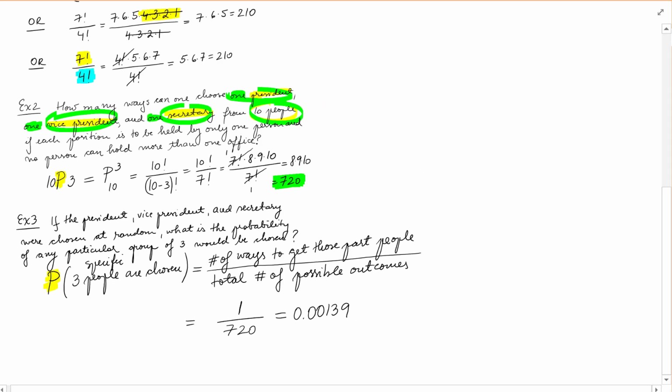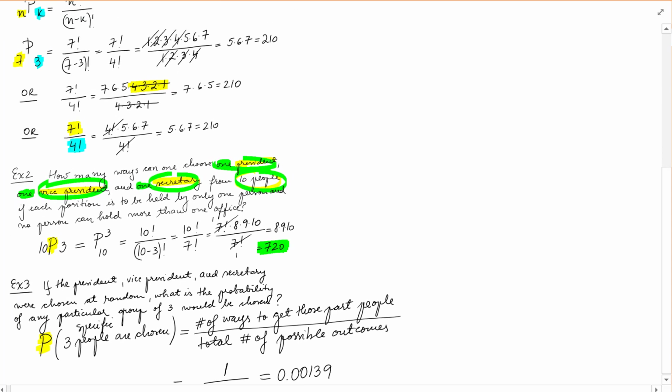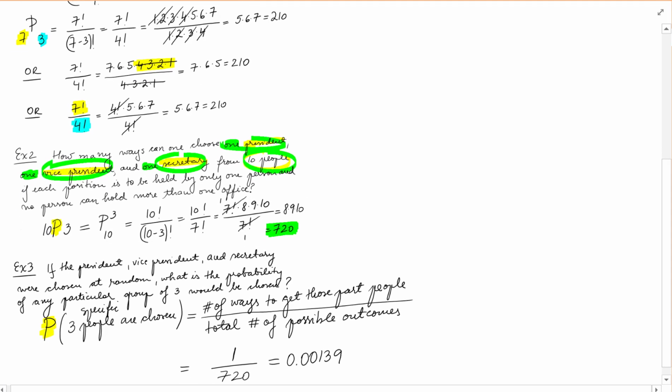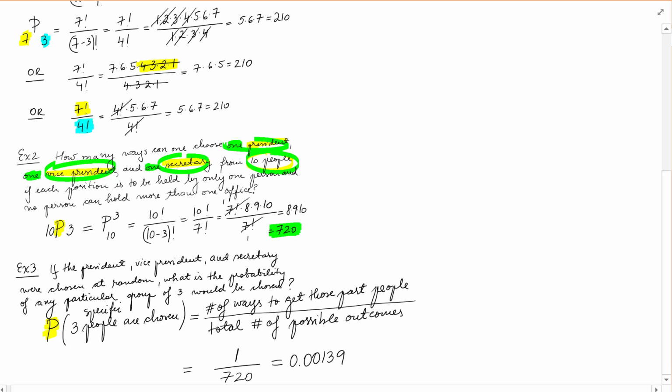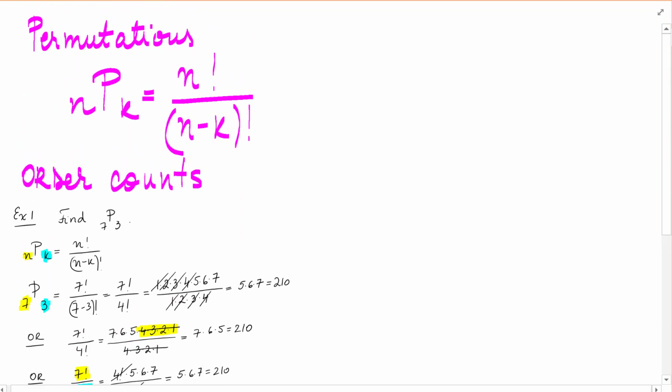So here is the information about permutations and a few problems about it. I do hope this helps.